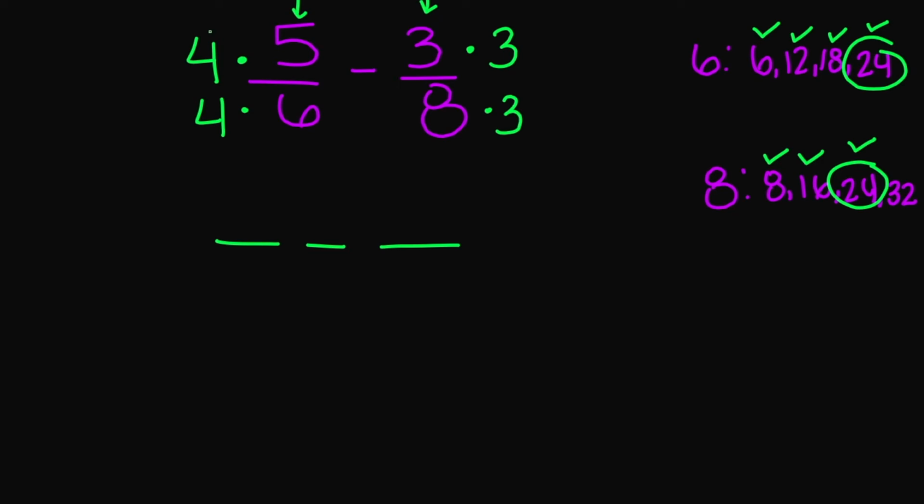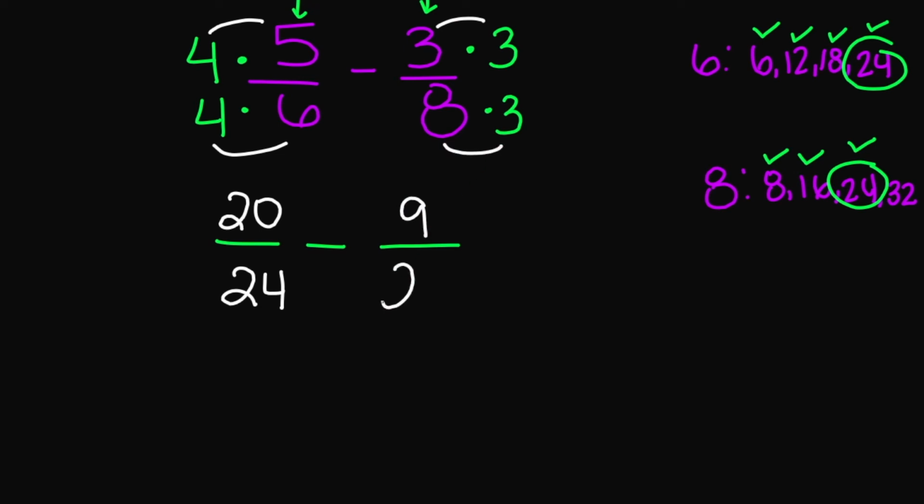Now we're going to multiply. 4 times 5 is 20. 4 times 6 is 24. Minus 3 times 3 is 9. Over 8 times 3 is going to give us 24. My denominators are the same, so I'm going to subtract my numerators.